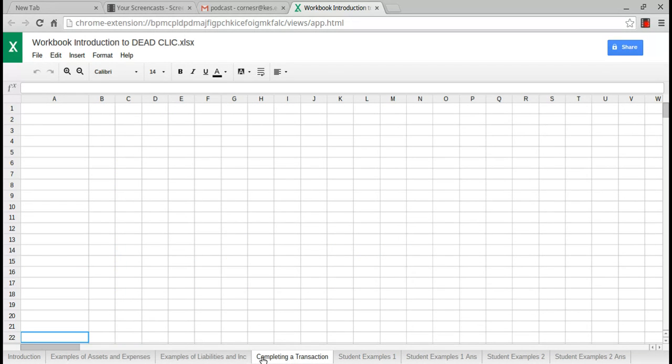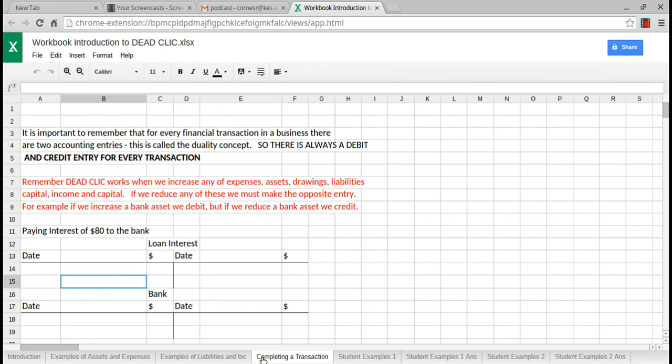Okay, so how do we complete a transaction? I've got 3 examples here that I'm going to go through with you, and then you've got 2 pages of examples that you're going to try and do. Okay, on the first one, we're going to pay $80 of interest to the bank.